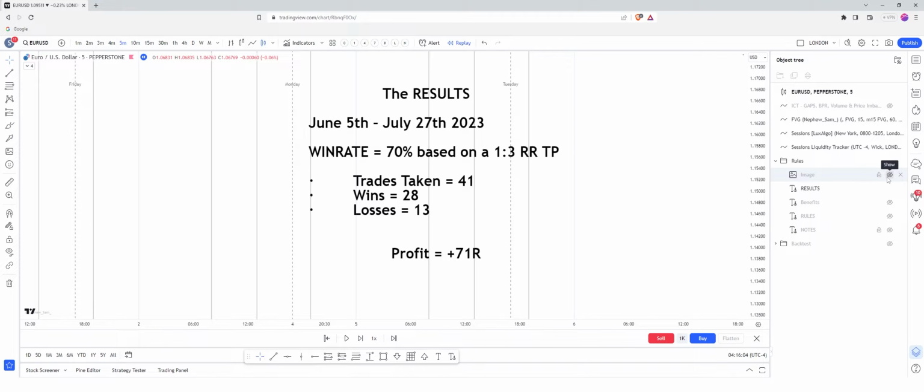In total there have been 41 trades to be taken. And of those 41, there were 28 wins and 13 losses. Now, based on such a high risk reward, that's bagging us a net profit of plus 71R. So that is pretty insane.